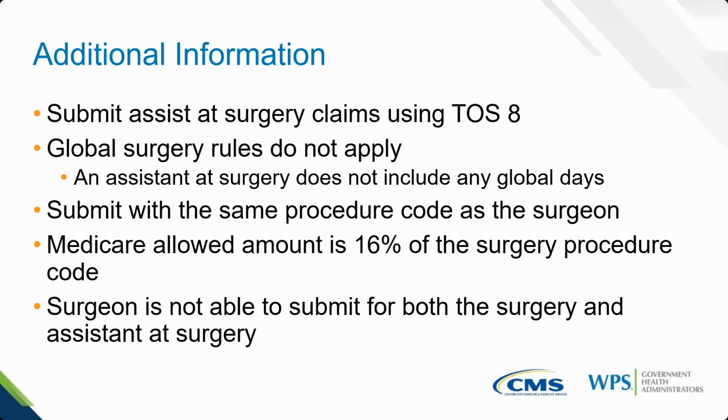We do have some additional information here for you. When you submit an assist at surgery claim, you're going to use a type of service 8. The type of service 8 simply identifies it as an assistant, and therefore we're going to be looking for one of those 4 modifiers as part of the claim. And then that type of service 8 will also help to generate the correct payment.